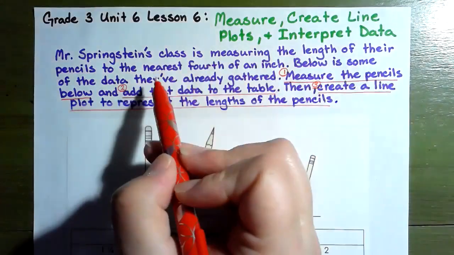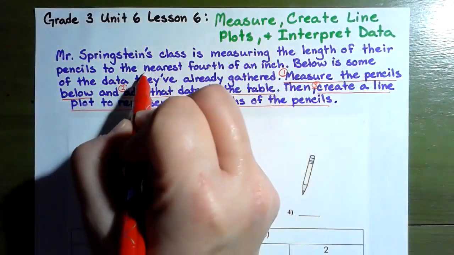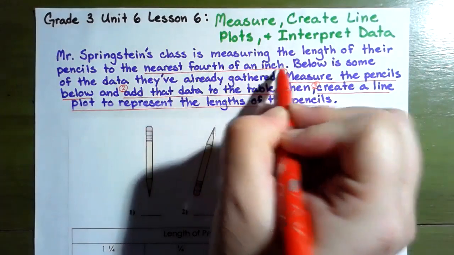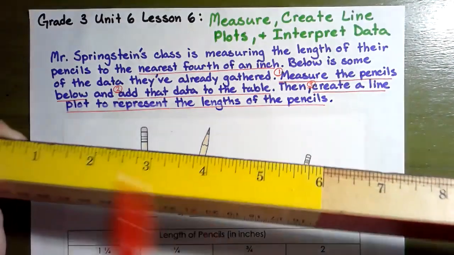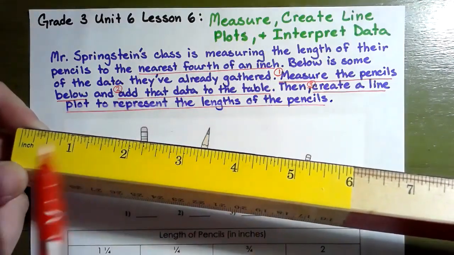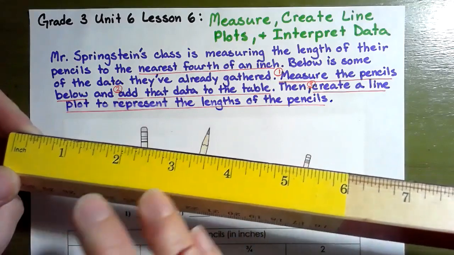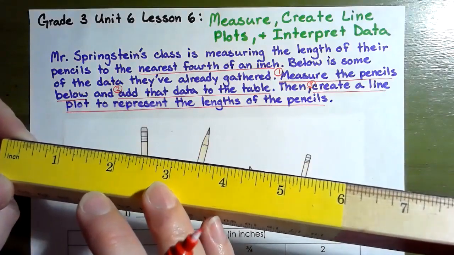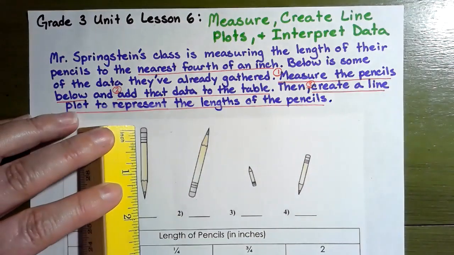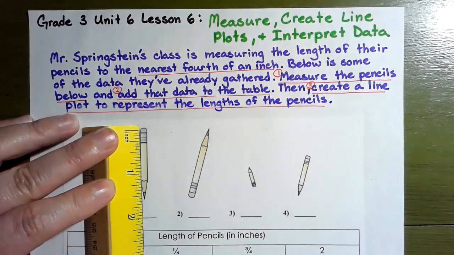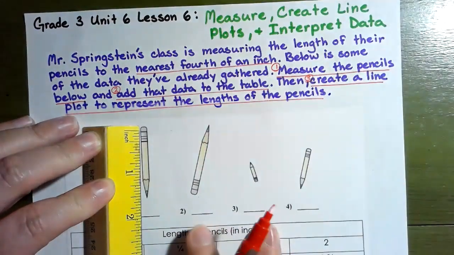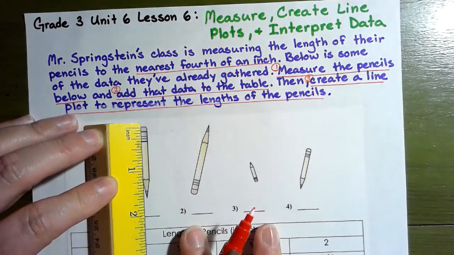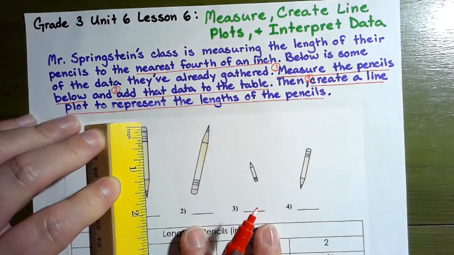And remember, we're measuring to the nearest fourth of an inch. So you should have your ruler, either one that we created in a previous lesson or a ruler like this that has inches and has quarter inch intervals. So we're going to measure to the nearest quarter inch. So remember, we're going to line up the edge of our object with the 0 mark on our ruler. And then we're going to measure the object.